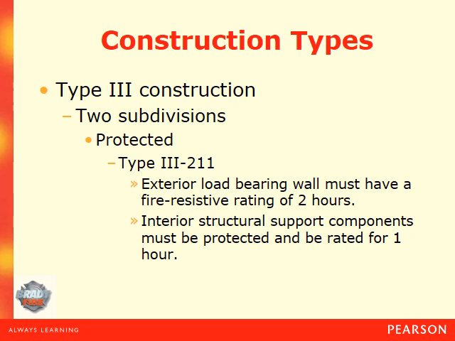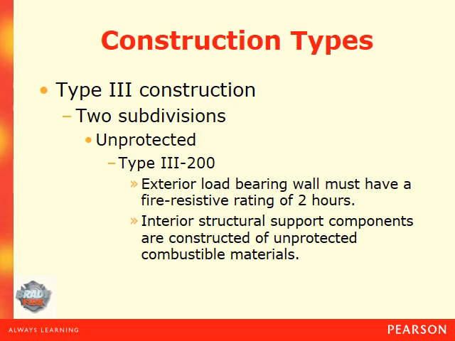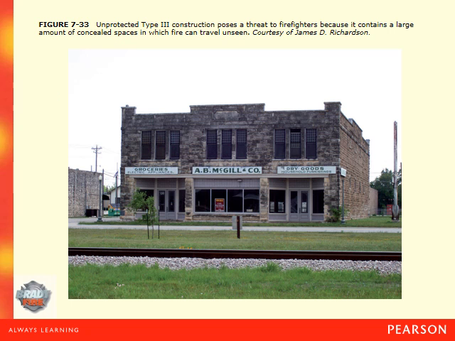So with our Type 3 construction, it has two subdivision categories. Again, I'm not too concerned that you know it. I just want you to know that Type 1 is non-combustible, Type 2 is limited combustible, Type 3 is the Main Street America, Type 4 is your heavy timber, and 5 is your residential. And then kind of have an idea of what each structure looks like. Here's a great picture of a Type 3 structure.